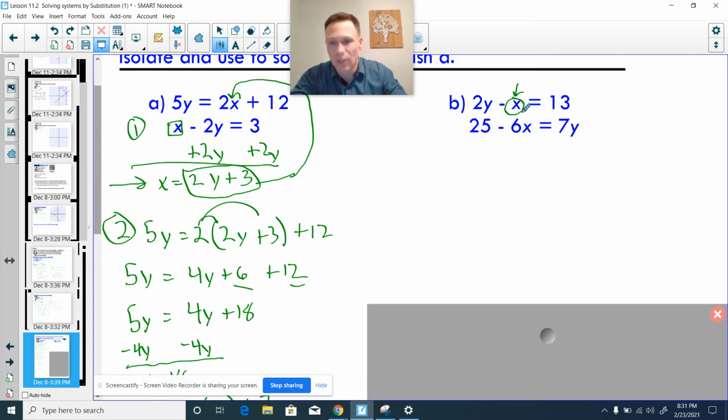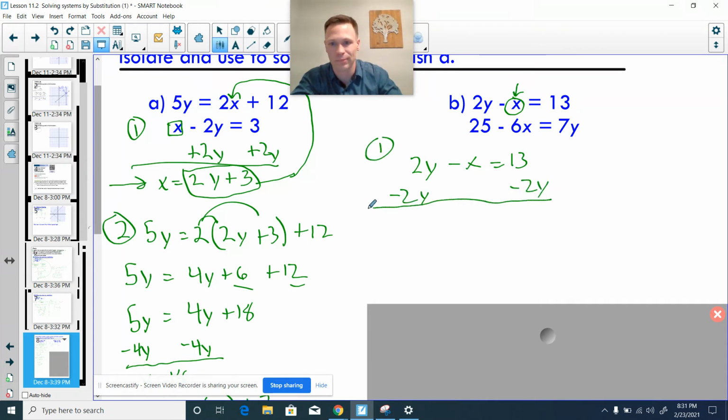All right. So I'm gonna solve for x in the top equation. So I'll have 2y minus x equals 13. Okay. Now to solve for x, I'm going to subtract 2y from both sides. This is step 1, by the way. And I'll have negative x is equal to negative 2y plus 13.